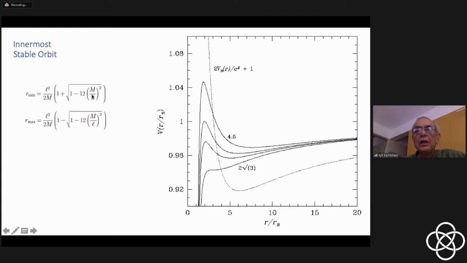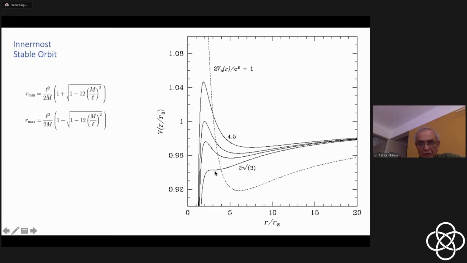So what does it tell you? That the minimum is closer to R, the lower the angular momentum, because I go on lowering this one. Now you'll see that for a particular value of the angular momentum, that is L squared by m squared is equal to 1 upon 12, that is L is equal to 2 root 3 m, this term is equal to 1, therefore this term is 0, and therefore you will get R minimum is equal to R maximum. They're just one. And this is the corresponding curve here.